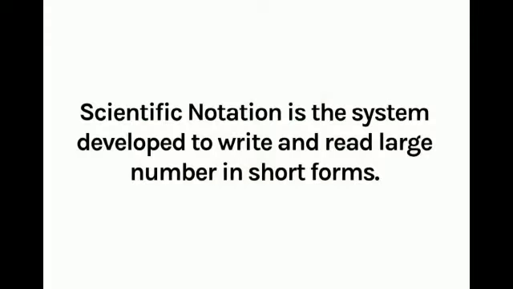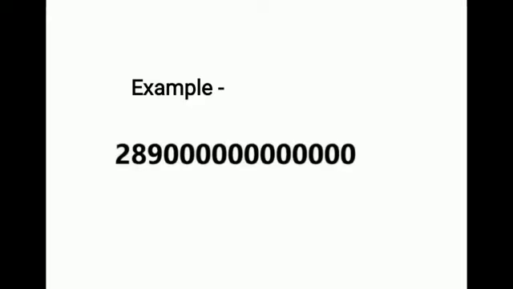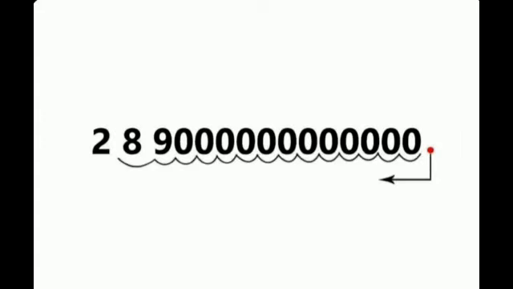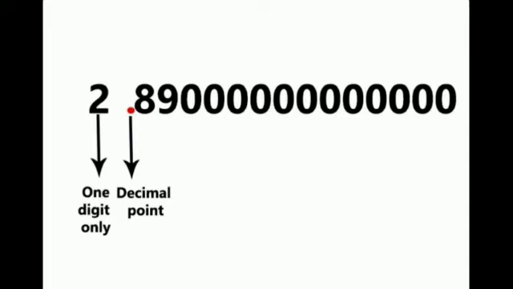Let's see its definition. Scientific notation is the system developed to write and read large numbers in short form. For example, 2, 8, 9, 12 times 0. Here we begin with the decimal place, which is at the end of the digits. In this example, the decimal place moves from right to left until a single digit is left on the left of the decimal point.